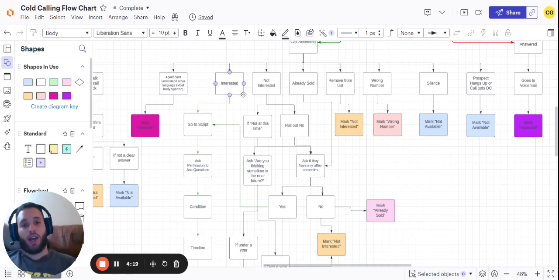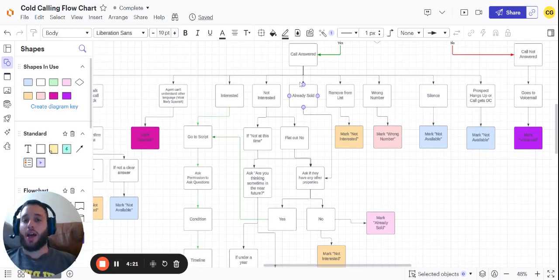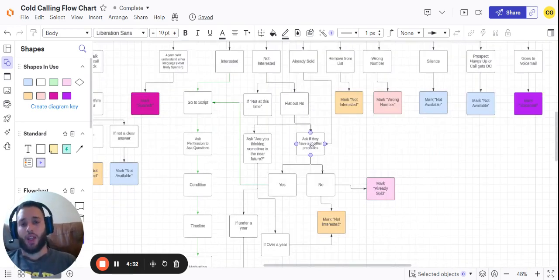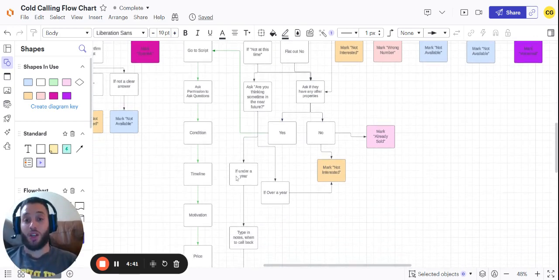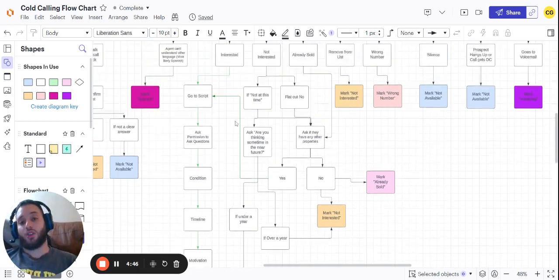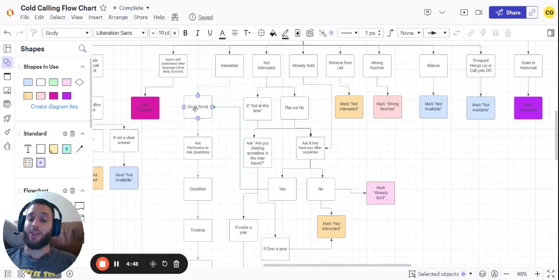So if you call them, ask them if they're interested in selling their house, and they say no, I'm not interested, just flat out no, ask if they have any other properties that they would consider selling. If no, go ahead and mark them as not interested. If yes, if they do have any other properties, you take them from here. That's kind of confusing right here, but you take them all the way to the script, and then you follow the script. And again, we'll go into the script later.